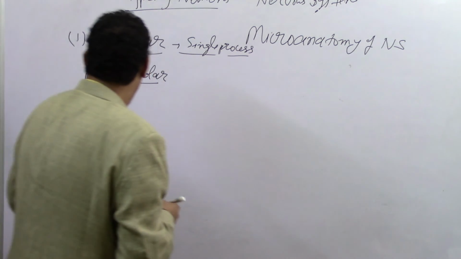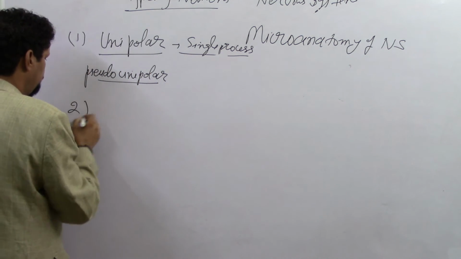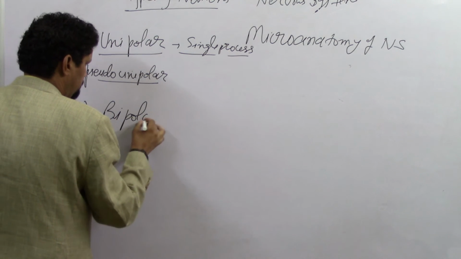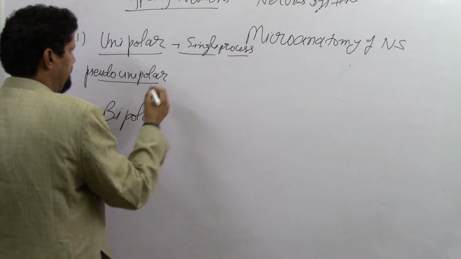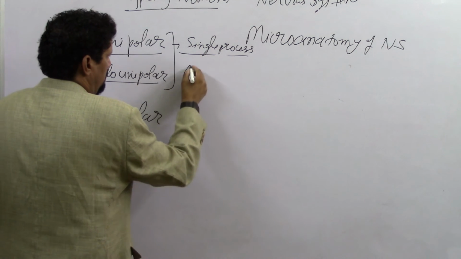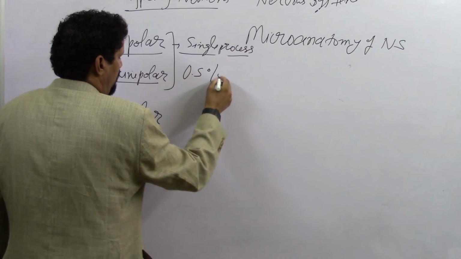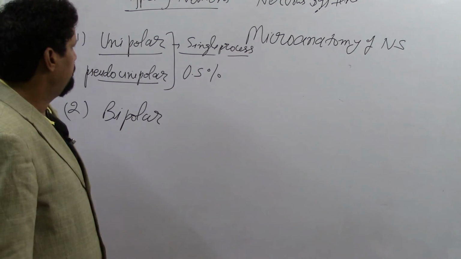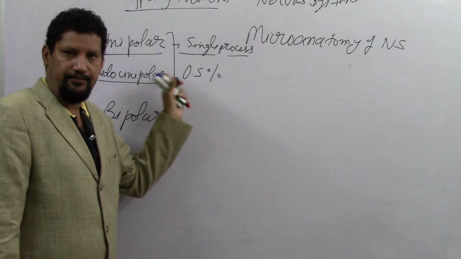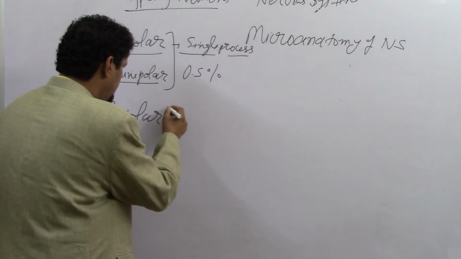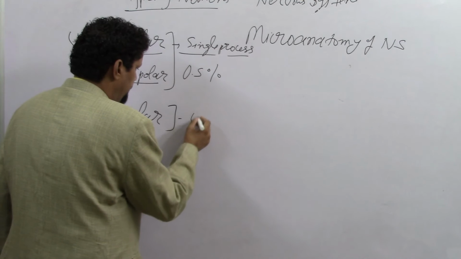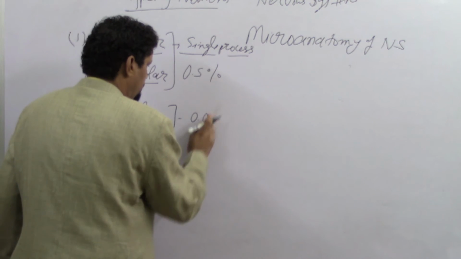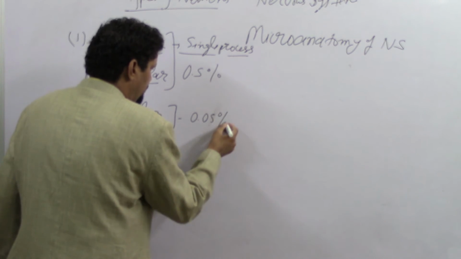Other varieties: bipolar. Only 0.5% of total neurons of the nervous system are of unipolar type, and bipolar is very rare, and only 0.5% of total neurons are bipolar.